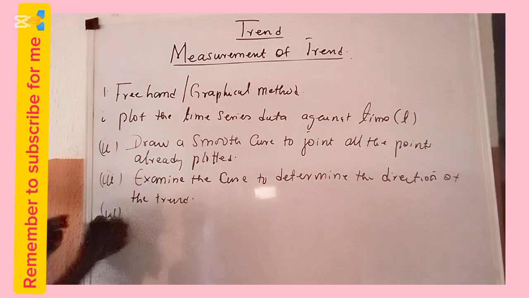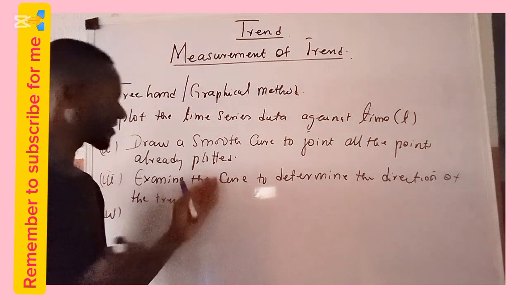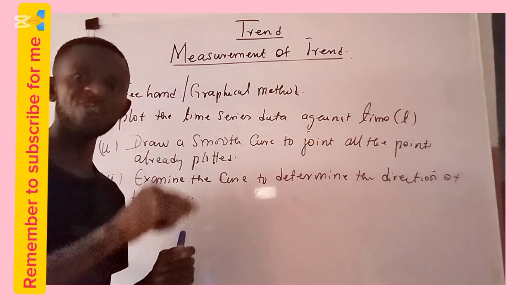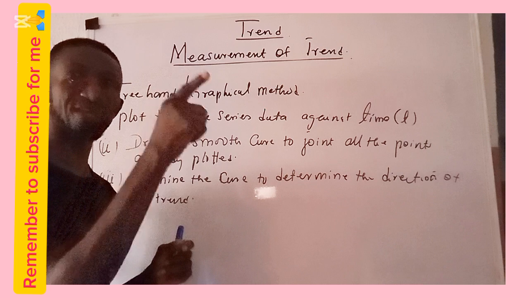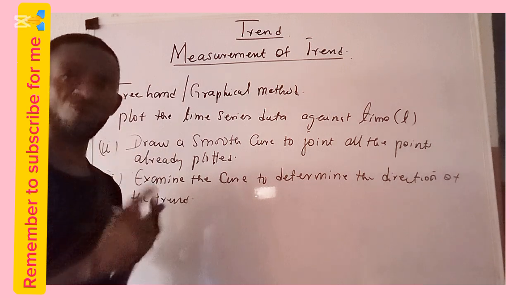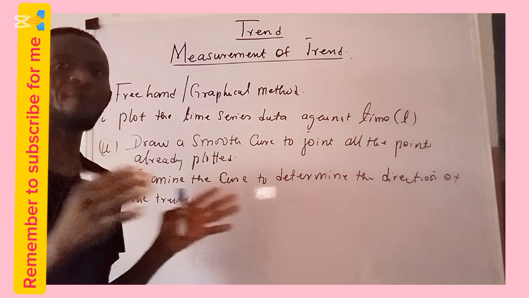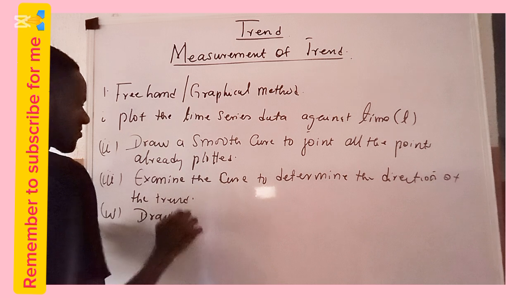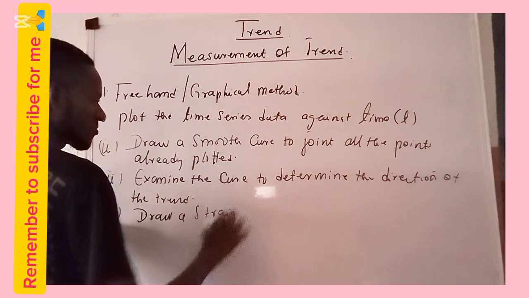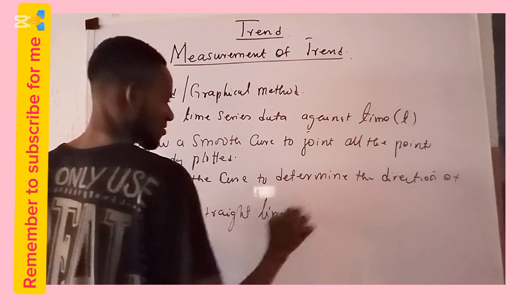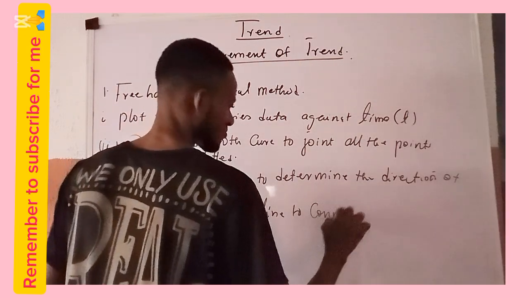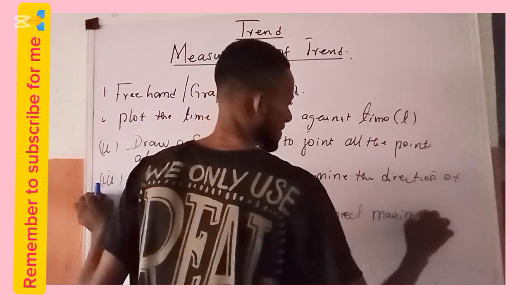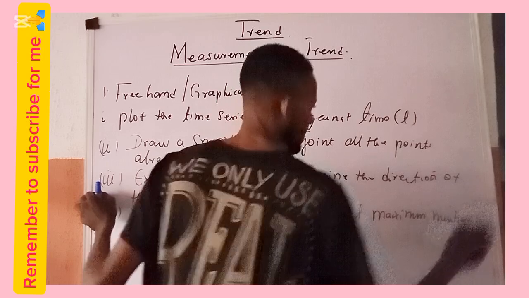Then IV, which is the fourth one: when you are done examining the curve to determine the direction of the curve, you are going to draw a straight line along that trend such that the line you draw will be able to connect the maximum number of points.